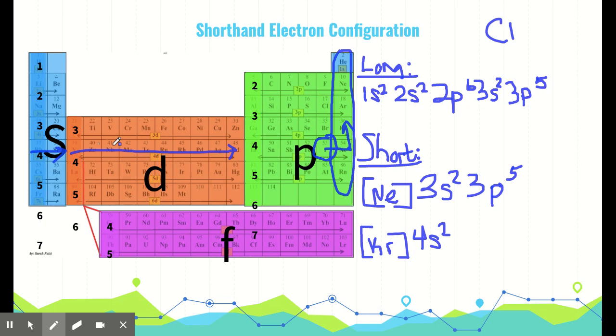Okay, so anyway, this is the 3rd row down. You'd start here with the 3rd row. So this is krypton. Come down here, 4s2. This would be, oh no, this is 4. So this is 5. Oh my goodness.